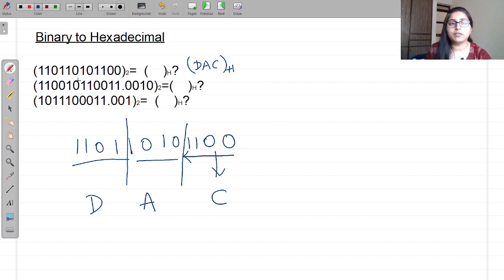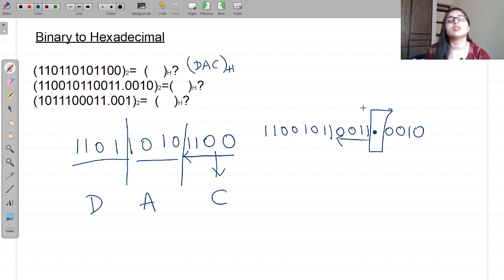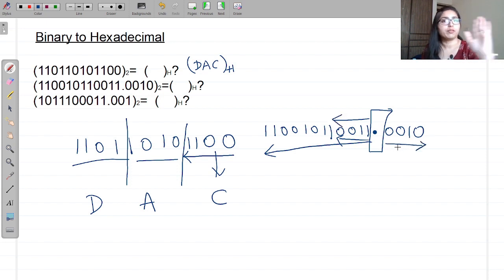So now I'm taking the second one, that is 110010110011.0010. So now group it from the left. Now we have the binary point. So any grouping should be done from the binary point. If it is in the integer part, that is this part, you have to group it from right to left. After the binary point, you have to group it from left to right. This is the binary point. So this side and this side. Go this way, go this way. That is away from the binary point. Away from the binary point, start your grouping.